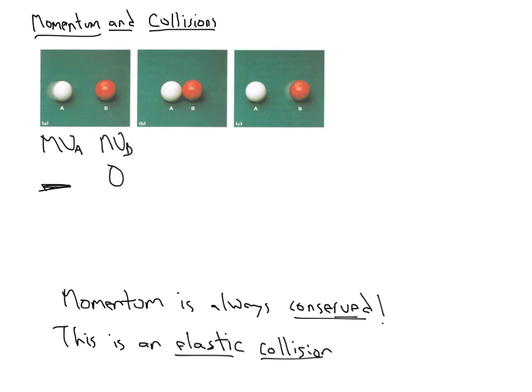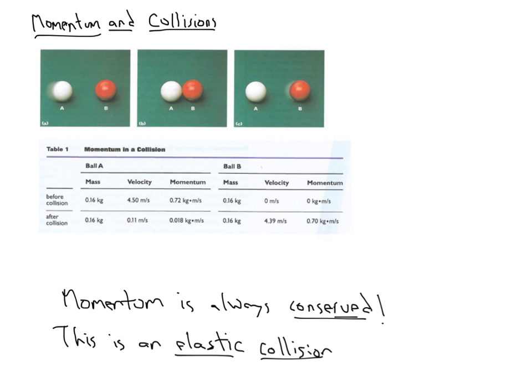Okay, so what would this look like if we had the numbers? Well, it would look something like this. We have the mass of ball A and the mass of ball B, and this is all before the collision. Before the collision, ball A has this velocity, so the product of 0.16 times 4.5 is 0.72. Ball B is not moving, so it has 0 momentum. After the collision, ball A slightly moves, as we saw in the video, maybe with a small velocity of 0.11, and then ball B has a velocity of 4.39.